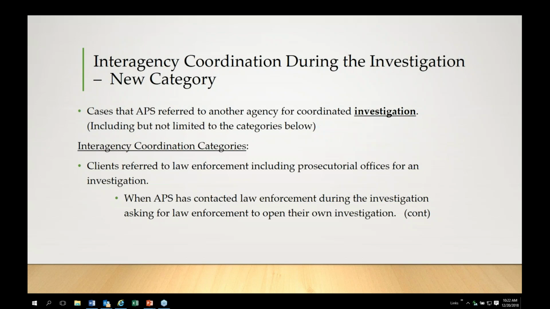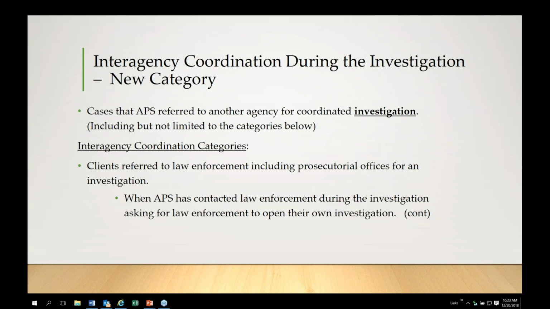The next area that is brand new is interagency coordination during the investigation. And the key word here is investigations. We're trying to collect who APS works with on these cases in terms of doing the investigation. So there's a catch-all place where you would mark you worked with another agency during this investigation. But then there are drop-down subcategories where we're trying to collect specific numbers. And one of them is, did you refer the case to law enforcement to do an investigation?